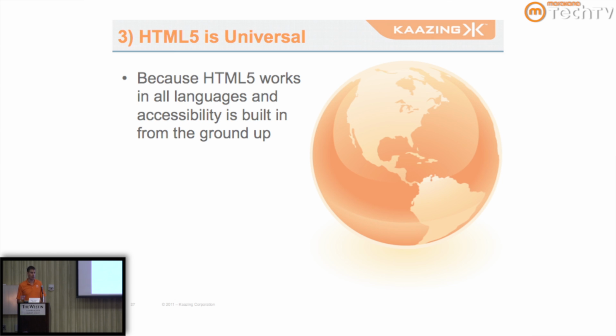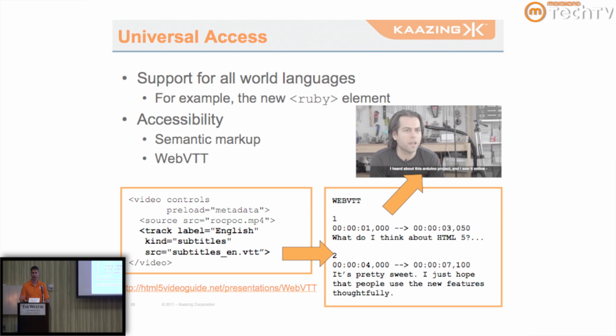The third reason is that it's a universal language. Anyone would agree with that, and examples of that are the support now in HTML5 for additional East Asian typography, and for accessibility. It's not just sighted users looking at pages, but everyone should be able to use it. A great example of that is the recent adoption of web video text tracks, WebVTT for short, which is great.